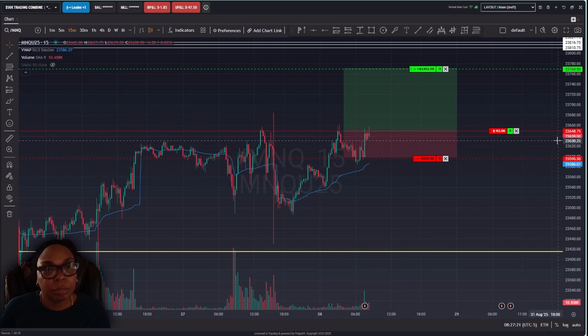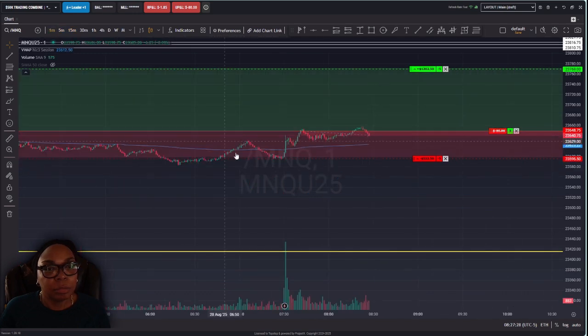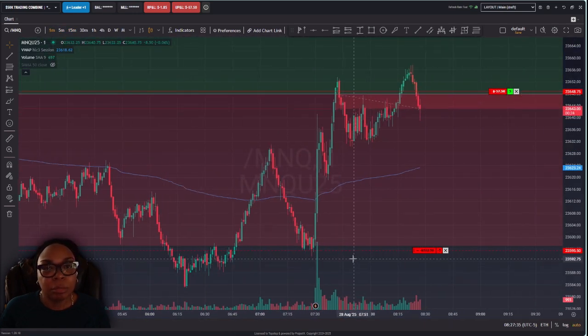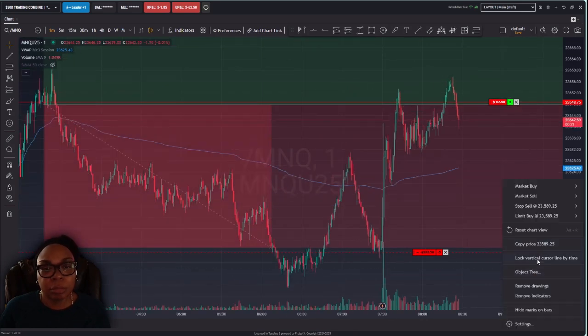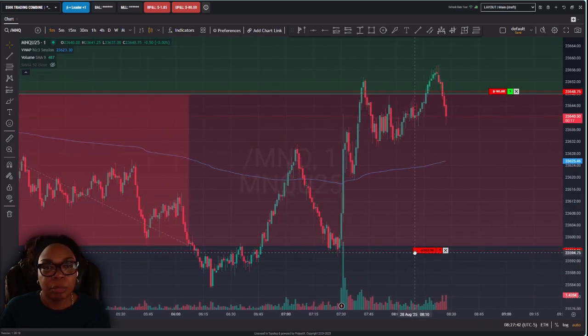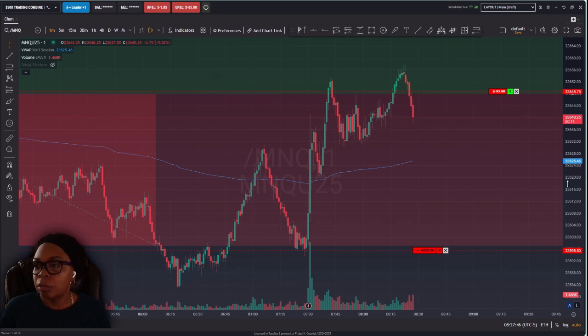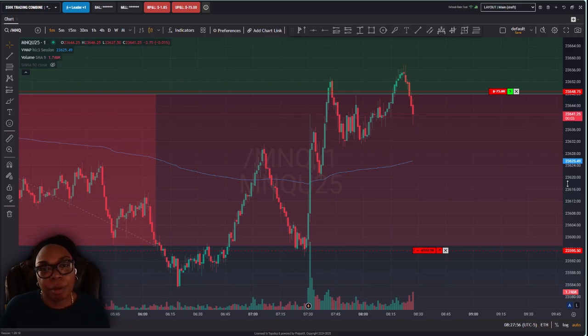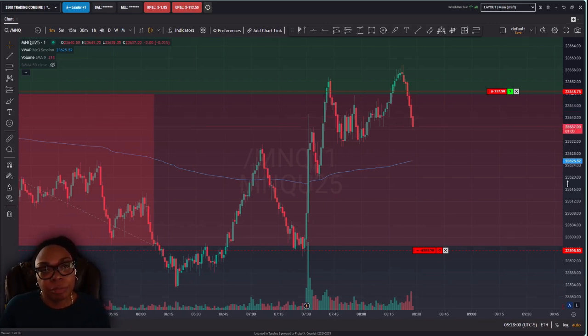The general bias on the higher time frames is also up, so that allowed me to take a buy. A lot of times I like to drop down to the 1 minute time frame, just to see what it's doing. If it's forming any kind of structure at those lower levels, it'll give you a general idea of where the market could be headed on your 5 and 15 minute time frames. So I like to look at the 1 minute.